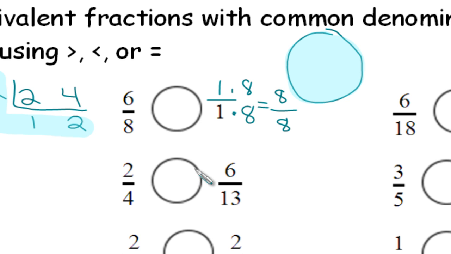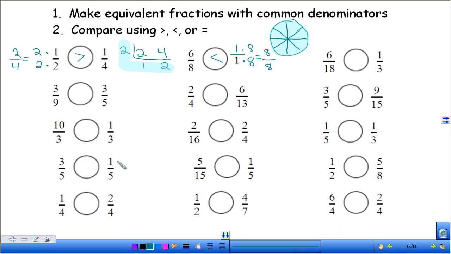Does that still equal 1? If I had 8 pieces in here, so 1, 2, 3, 4, 5, 6, 7, 8. Are 8 out of 8 colored in? Yes. So it still equals 1 whole. It's just written differently. So now which one's bigger? 6 out of 8 or 8 out of 8? 8 over 8. So I want to say less than, so I'm going to use my less than symbol. So far, so good?